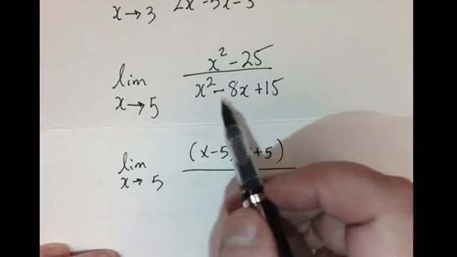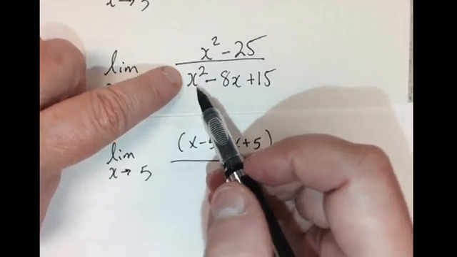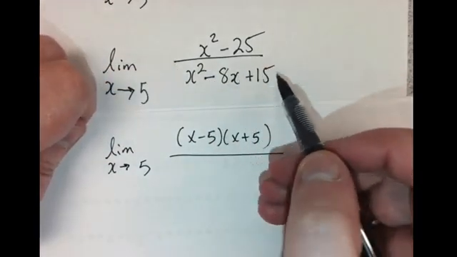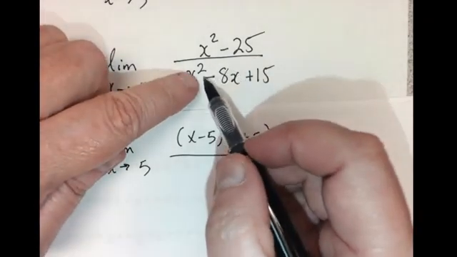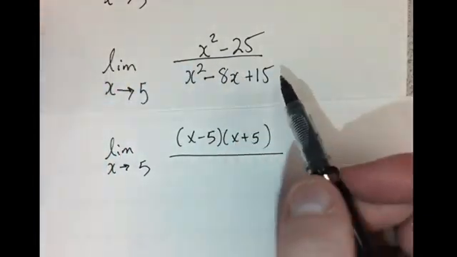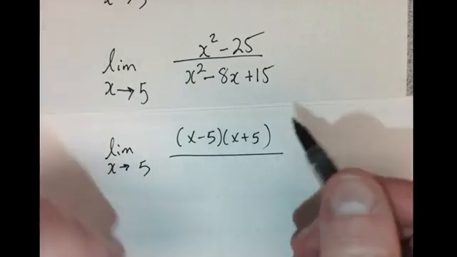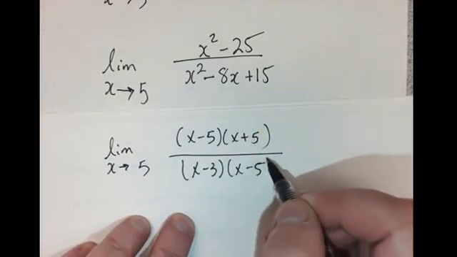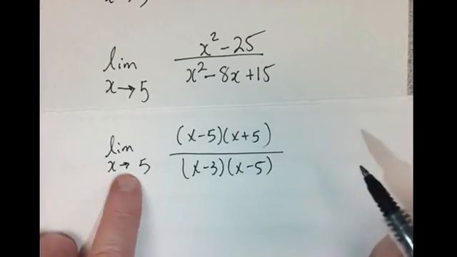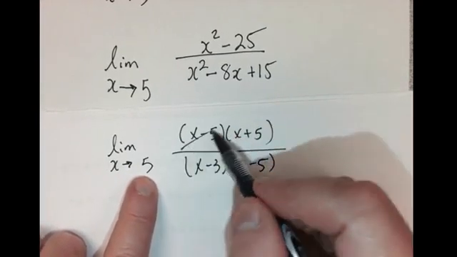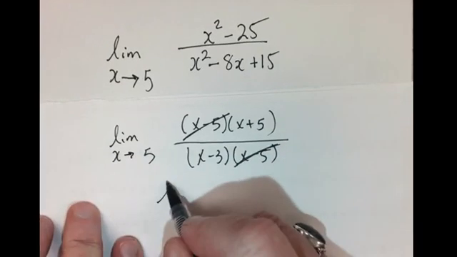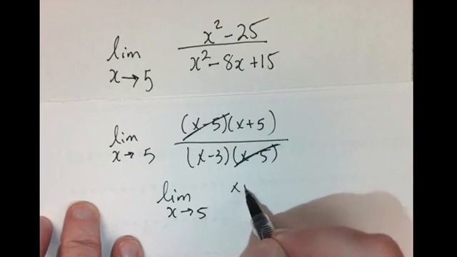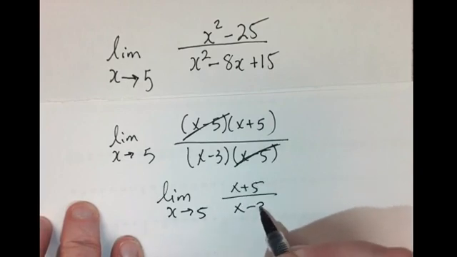And here, it's x squared by itself this time, yay! And so two numbers that multiply together to give me positive 15, but at the same time, they add up together to give me negative 8. So that's going to be negative 3 and negative 5. Okay, now, since x is approaching 5, it's not equal to 5, I can do this cancellation. And so this limit is going to be that.